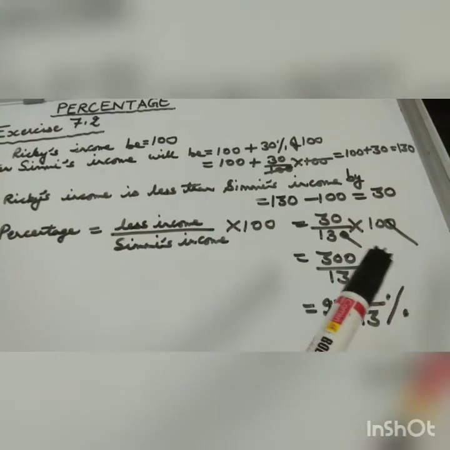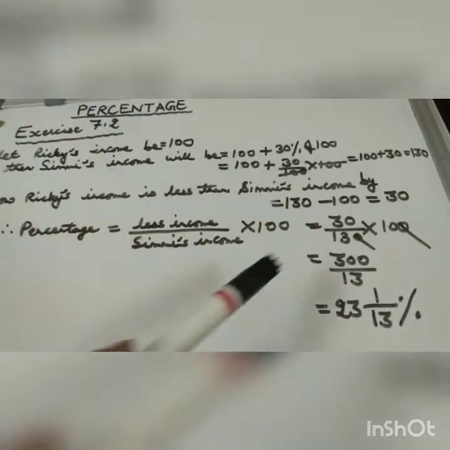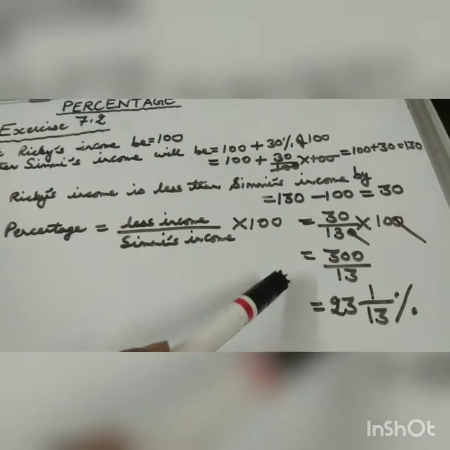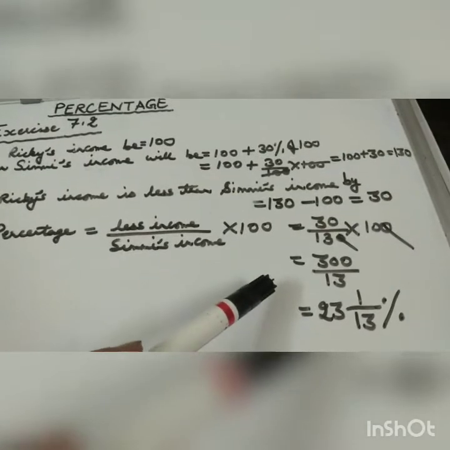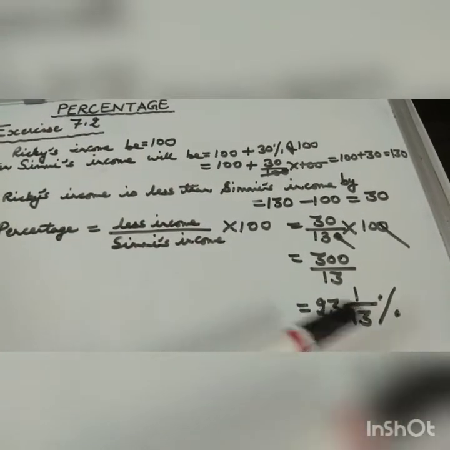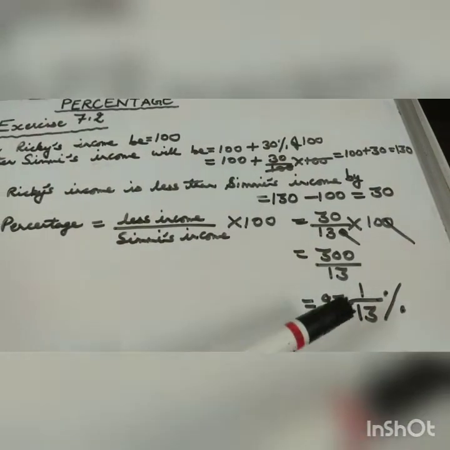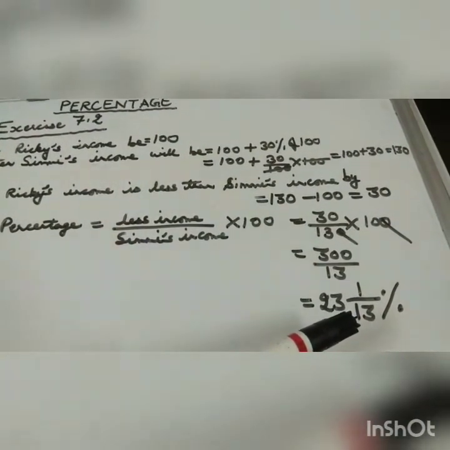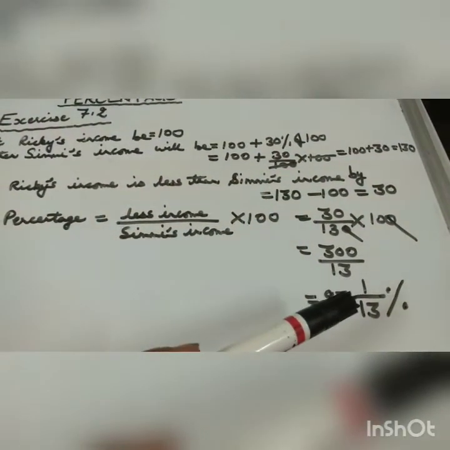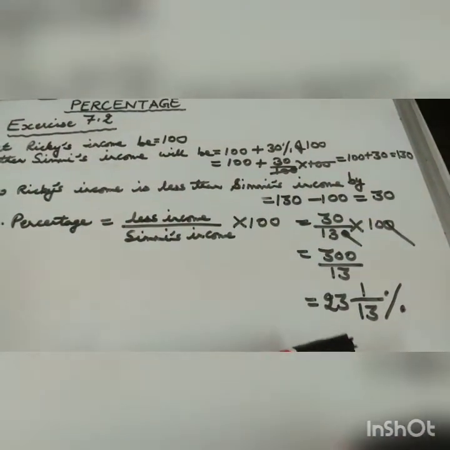Now do the calculations yourself. I have simply cancelled the 0 because 13 is a prime number. You cannot get any common factor. So obviously 300 upon 13, and if you divide 300 by 13, you are going to get remainder 1. So it is 23 whole number 1 by 13 percent.